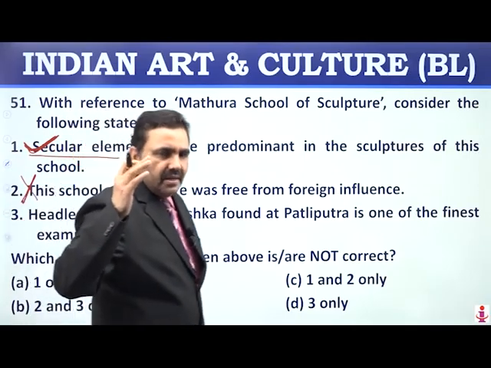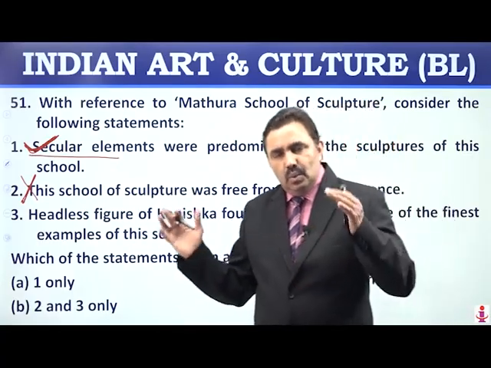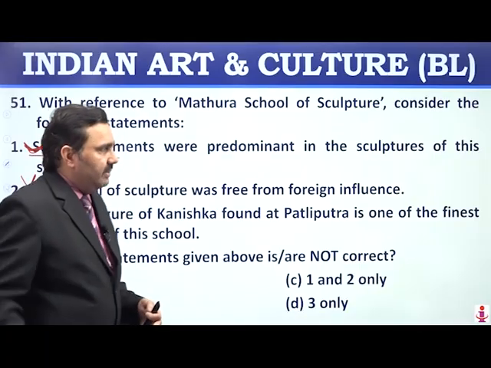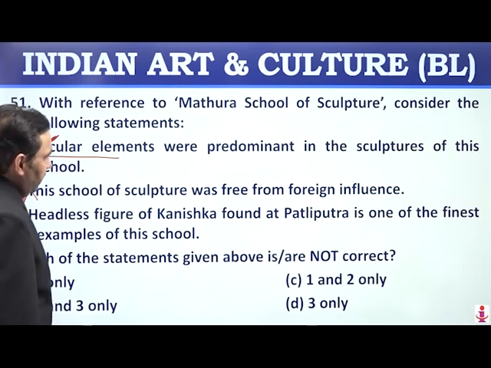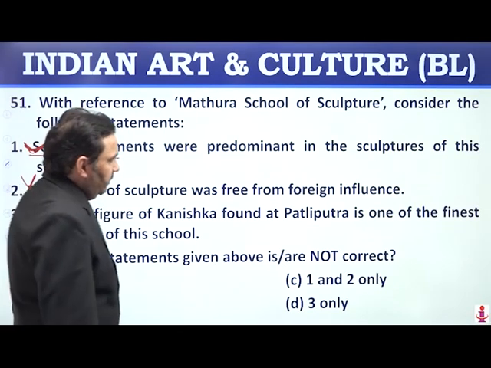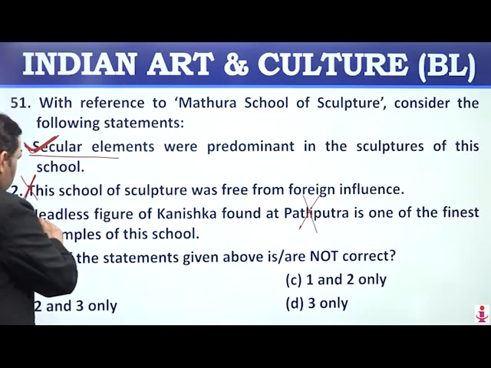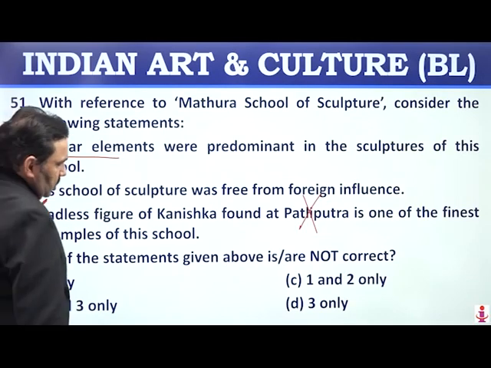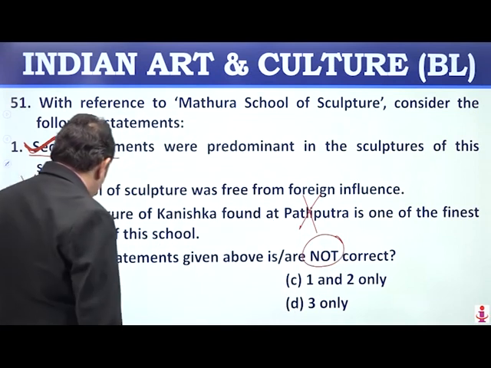At times, the images of Gandhara style, which was deeply influenced by Greco-Roman art, were made by artists of Mathura because these Gandhara style images were in great demand in outside world. So foreign influence was there. Headless figure of Kanishka found at Mathura, not Patliputra, found at Mathura is one of the finest example of Mathura school of sculpture. So not Patliputra, location, Mathura, that is wrong here. 1 is correct. You have to choose not correct. Which is not correct? So 2 and 3 are not correct. Option is B.